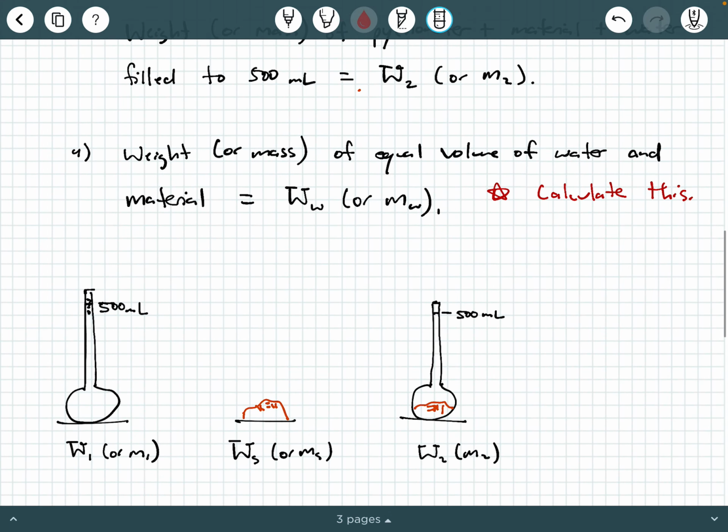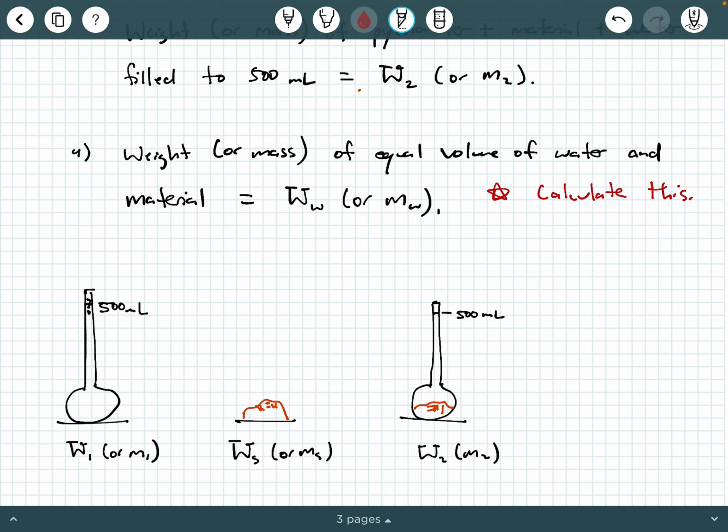Okay. The first thing you're going to do is fill your pycnometer to the 500 milliliter mark, and you're going to get its weight or mass. So you either get it as weight, W1, or mass, M1. Then what you're going to do is you're going to take a known weight or mass of your substance. In this case, maybe it's soil, maybe it's sand, maybe it's rock, whatever. You're going to know this mass, and then you're going to insert this mass into your pycnometer.